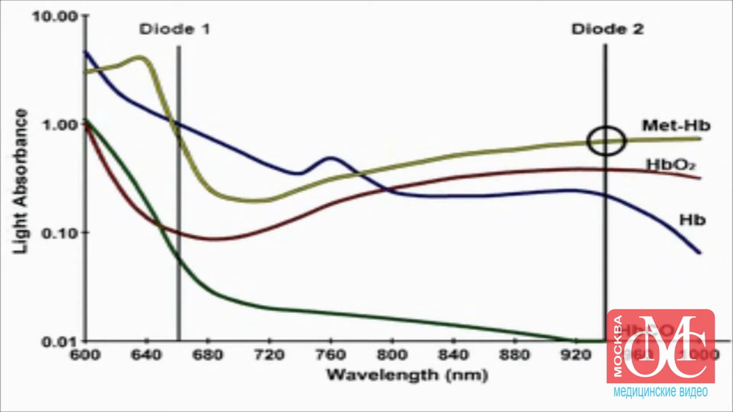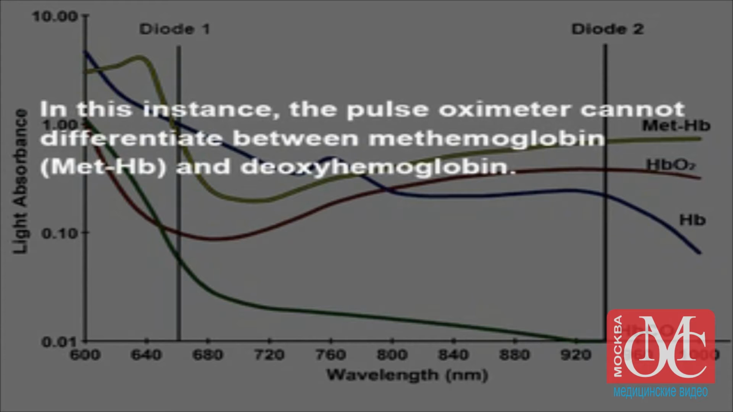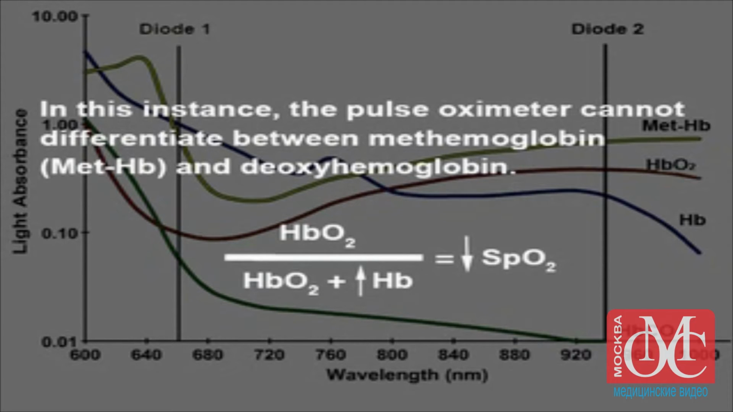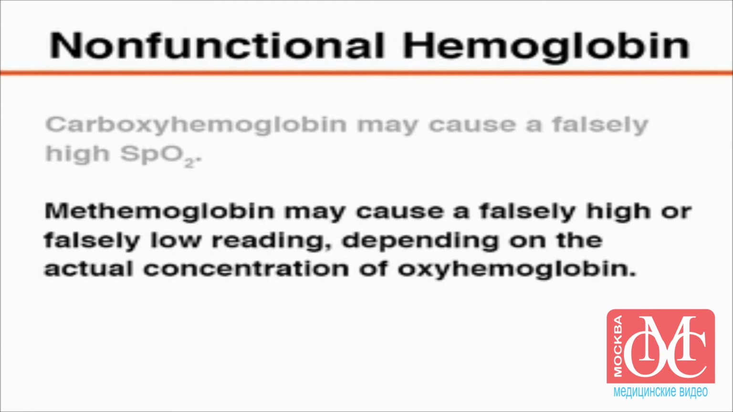At 940 nanometers, methemoglobin absorbs more light than either deoxyhemoglobin or oxyhemoglobin. At 660 nanometers, the light absorption of methemoglobin is similar to that of deoxyhemoglobin. In this instance, the pulse oximeter cannot differentiate between methemoglobin and deoxyhemoglobin and may incorrectly detect an elevated deoxyhemoglobin concentration, resulting in a falsely low interpretation of arterial blood oxygen saturation. Carboxyhemoglobin may cause a falsely high SpO2, whereas methemoglobin may cause a falsely high or falsely low reading, depending on the actual concentration of oxyhemoglobin.